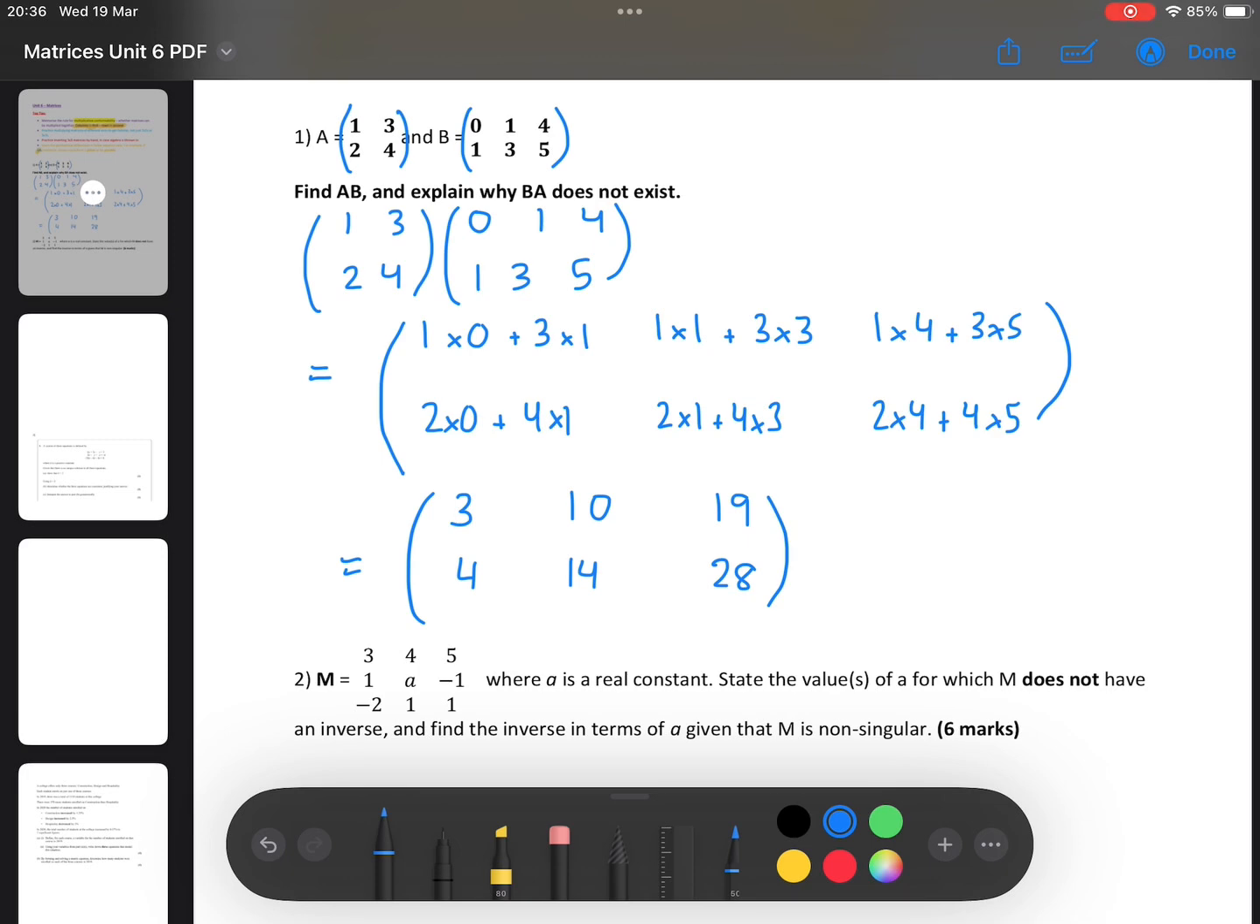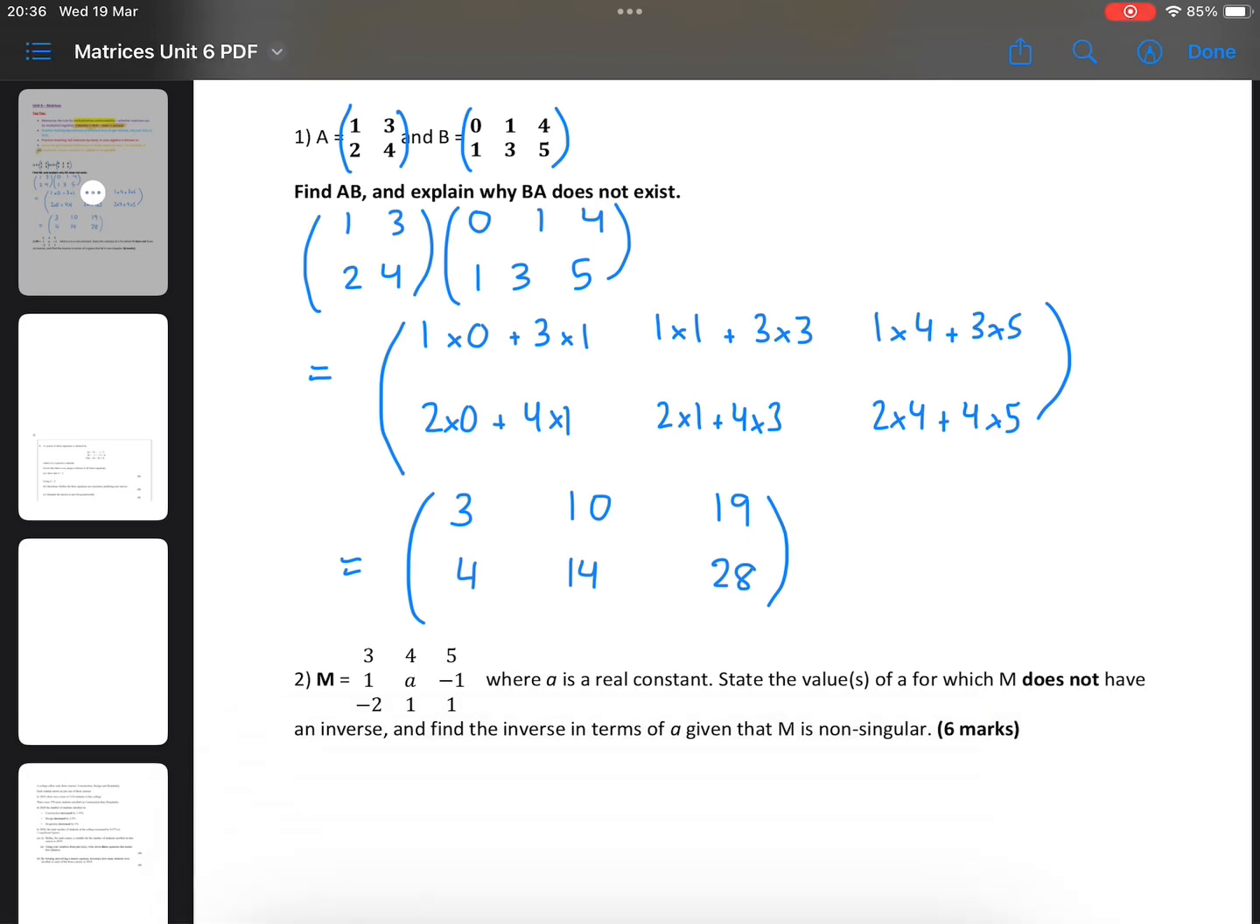And we also had to explain why BA does not exist, and it's because of the rule we said earlier. In order for two matrices to be multiplicatively conformable, the number of columns in the first has to equal the number of rows in the second. And if we did it with B first, then multiplied by A, the number of columns in the first would be 3, and the number of rows in the second would only be 2, and therefore you can't multiply them together.